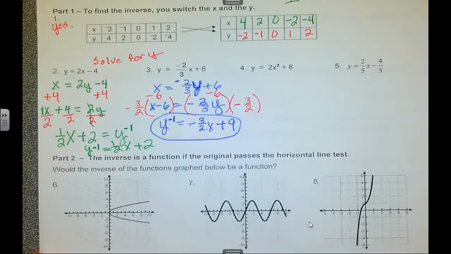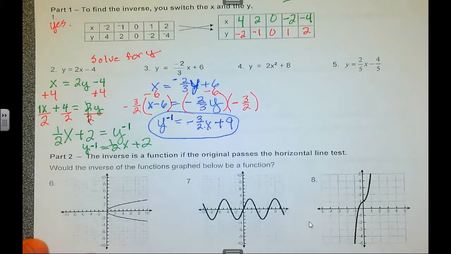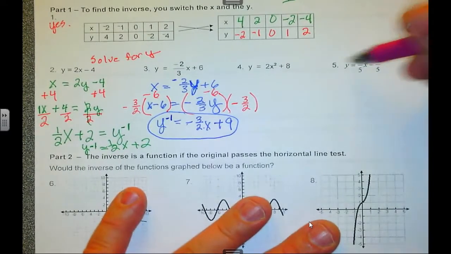Ooh, let's do number 5. That looks fun. Okay, switch the x and the y.